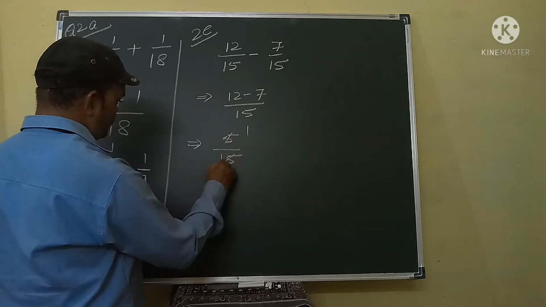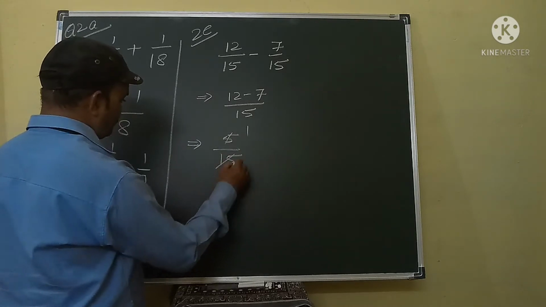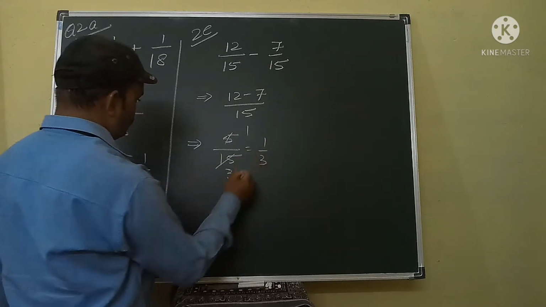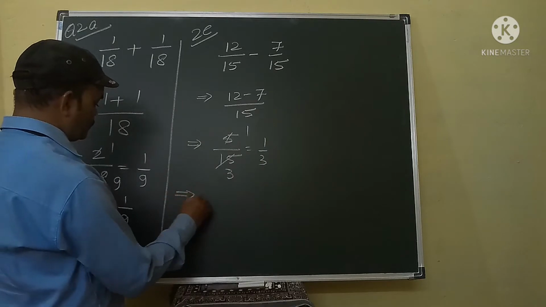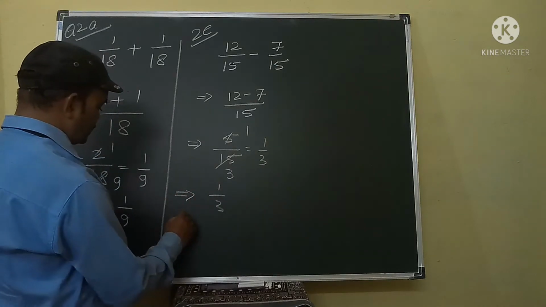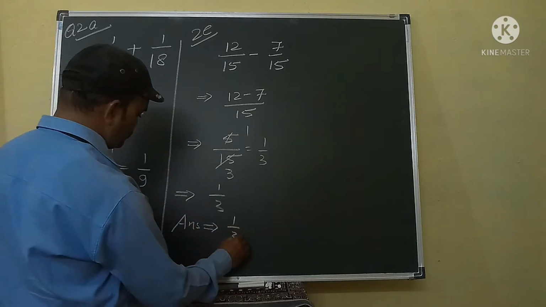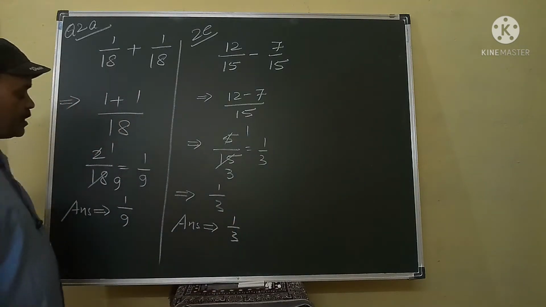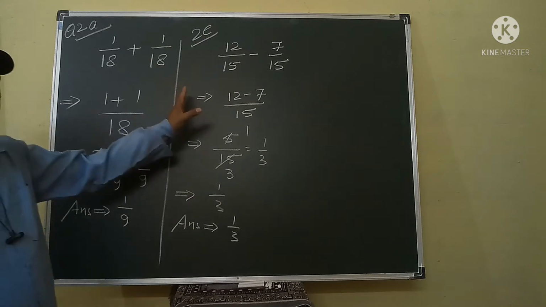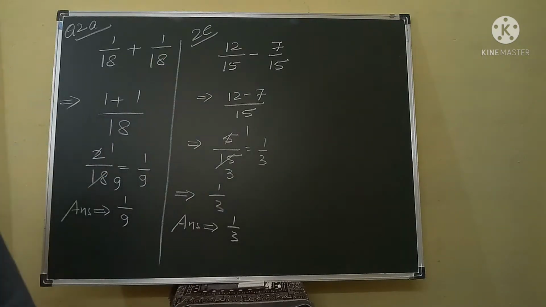5 ones are 5, 5 threes are 15. This is 1 upon 3. So the required answer is 1 upon 3. 1 upon 3 is the required answer for the required question.